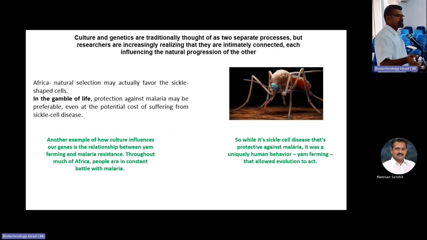So natural selection may actually favor the sickle cells. It is a gamble of life, right? Whether we die of malaria, or are protected against malaria but have sickle cell disease. So while it is the sickle cell trait that's protective against malaria, it was the uniquely human behavior, the culture of yam farming, that allowed the evolution to act.